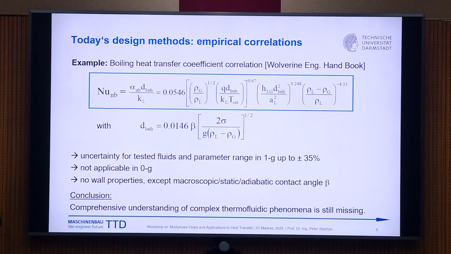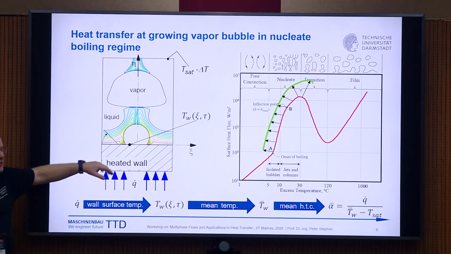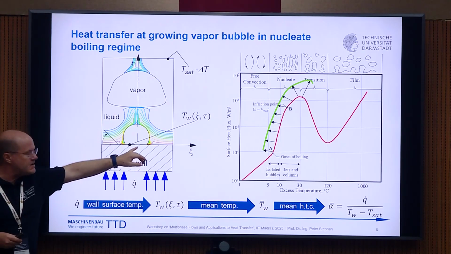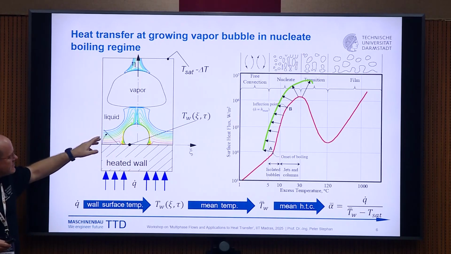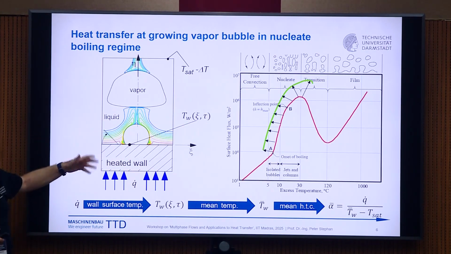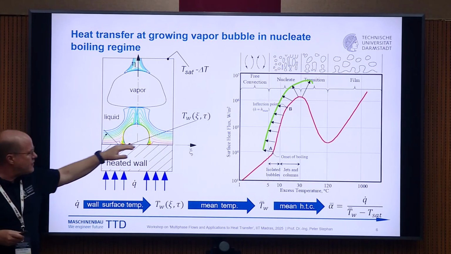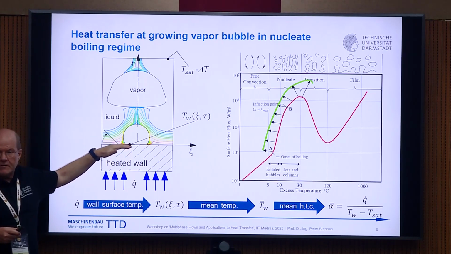Now this is again the Nukiyama curve, and here you see that you have a heated wall and then a growing vapor bubble. The nucleation is somewhere here. And when it's growing, you have a double boundary layer that is moving upwards. So the vapor bubble, at least in the gravitational field, is going upwards. And then you have, of course, fluctuations of wall temperatures in the thermal boundary layer and at the wall.